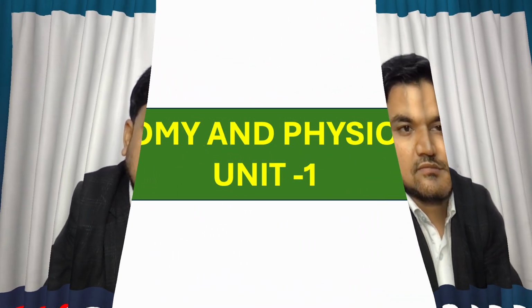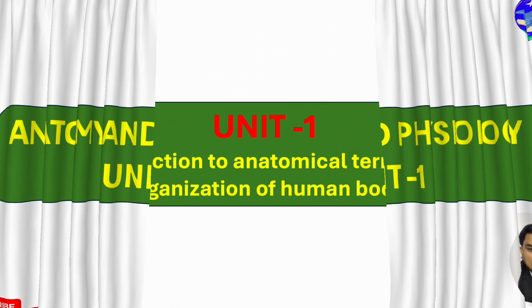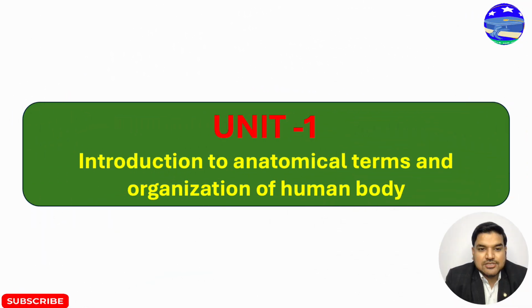Different types of units we will discuss later. Today is the first unit we will discuss. The first unit is the general introduction of the anatomy terms and organization of the human body. What are the medical terms generally used for anatomy and physiology, and how the human body is organized by different levels, different organs, and different systems, we will discuss in detail.